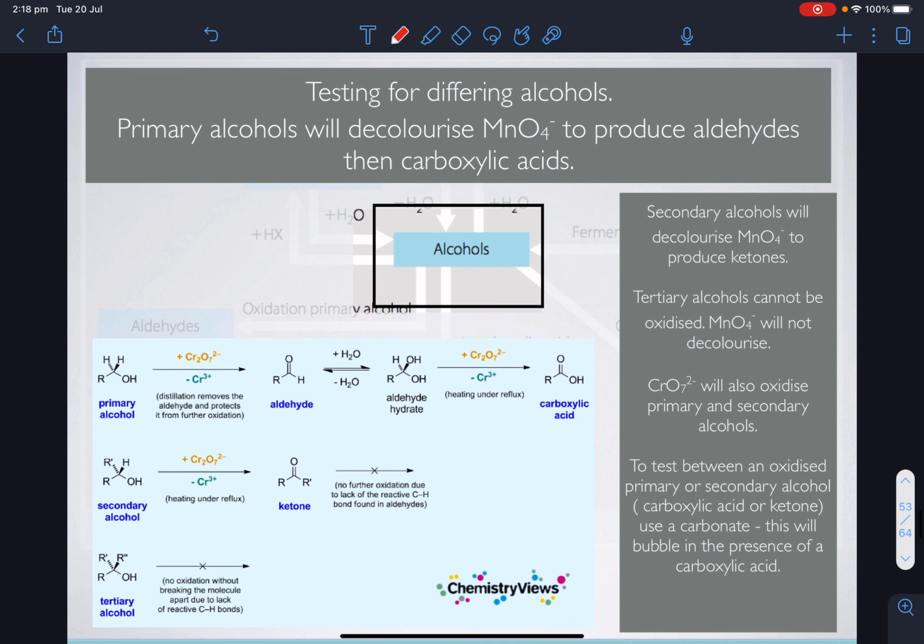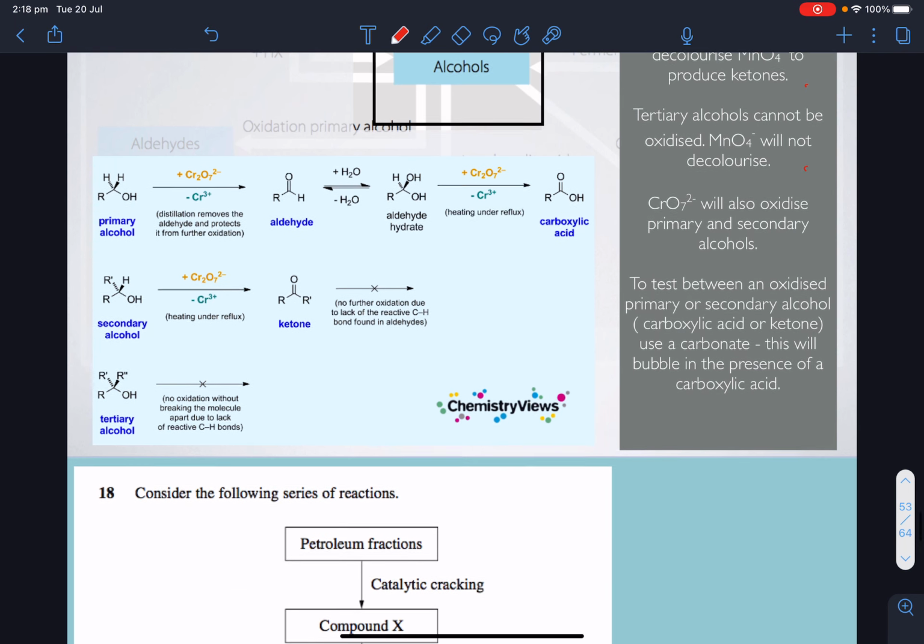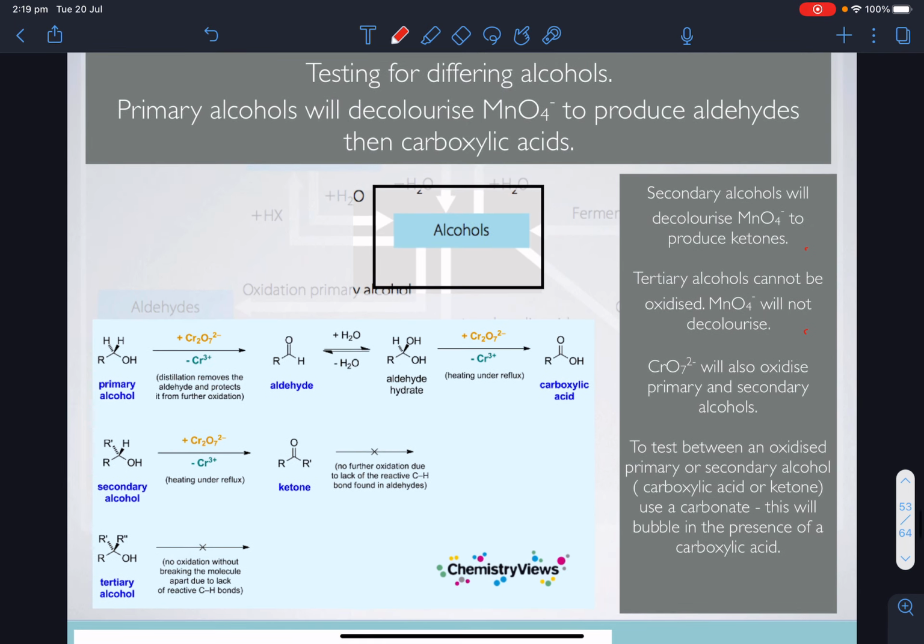We can also use this pathway for testing for several different alcohols. Okay, so primary alcohols will decolorize permanganate to produce aldehydes and then carboxylic acids. Secondary alcohols will decolorize permanganate to produce ketones. Tertiary alcohols will not react at all. Okay, you can also use dichromate as well. Okay, so you can set up a series of reactions there to determine things.